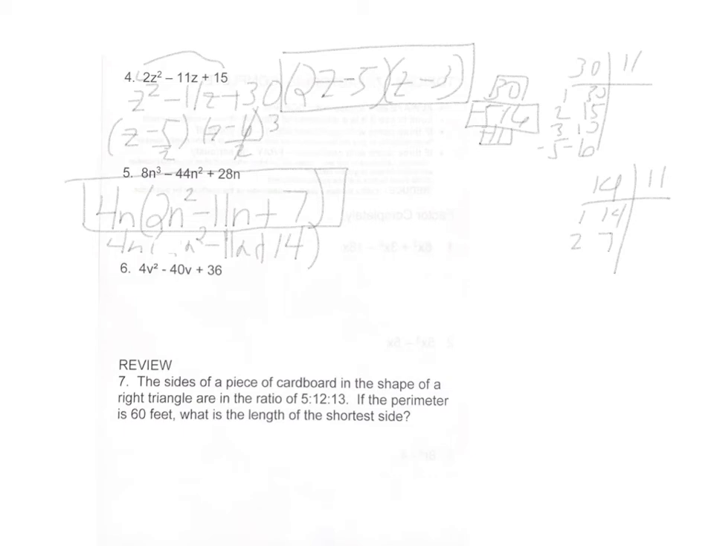Okay, on the last one, can we do this? Yes. What can we factor out? A 4. So we have 4 v squared minus 10v plus 9. So we want the factors of 9 that add up to 10, 1 and 9, or 3 and 3. So we know it has to be 9. So 4v minus 9, v minus 1, and that's our answer.